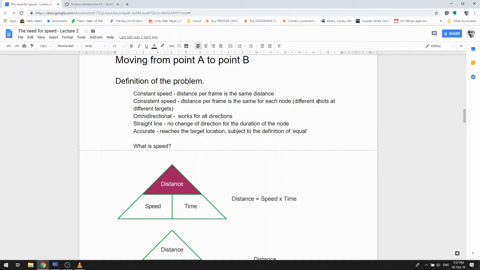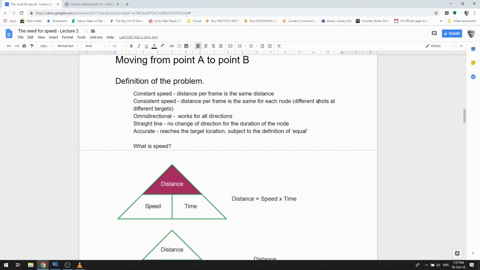We want it to be omnidirectional. In other words, it should work for every single direction. There should be no directions in which the speed changes, and there should be no directions in which the bullet cannot progress. It should travel in a straight line. There should be no change of direction during the movement. And it should be accurate. It should reach the target location.